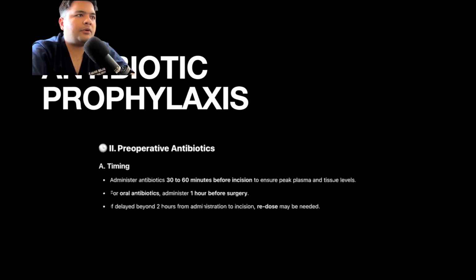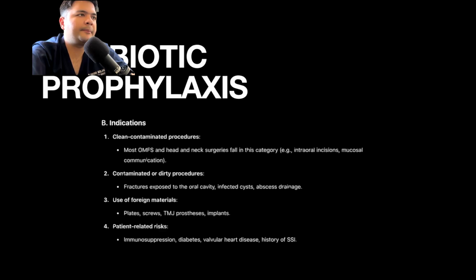Then antibiotic prophylaxis, the pre-operative antibiotics, the timing. Administer antibiotics 30 to 60 minutes before the incision to ensure peak plasma and tissue levels. For oral antibiotics, administer 1 hour before surgery. If delayed beyond 2 hours from administration to incision, redosing may be needed.